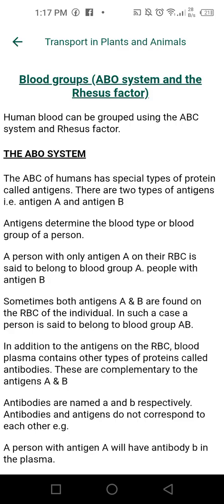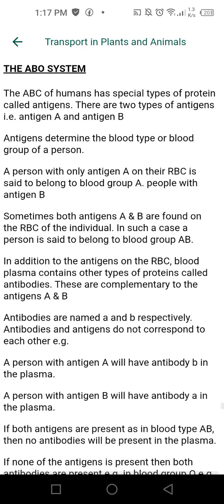In addition to the antigens on the RBC, blood plasma contains other types of proteins called antibodies. These are complementary to the antigens A and B. Antibodies are named a and b respectively. Antibodies and antigens do not correspond to each other, e.g. a person with antigen A will have antibody b in the plasma. A person with antigen B will have antibody a in the plasma.